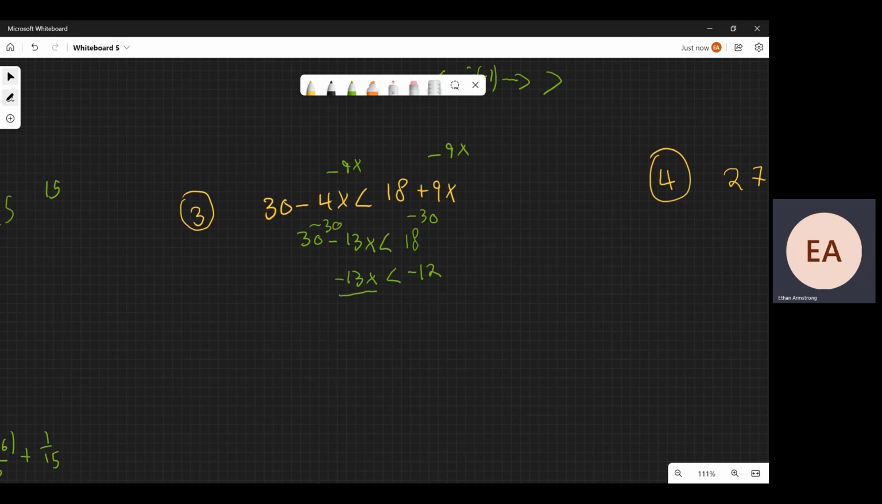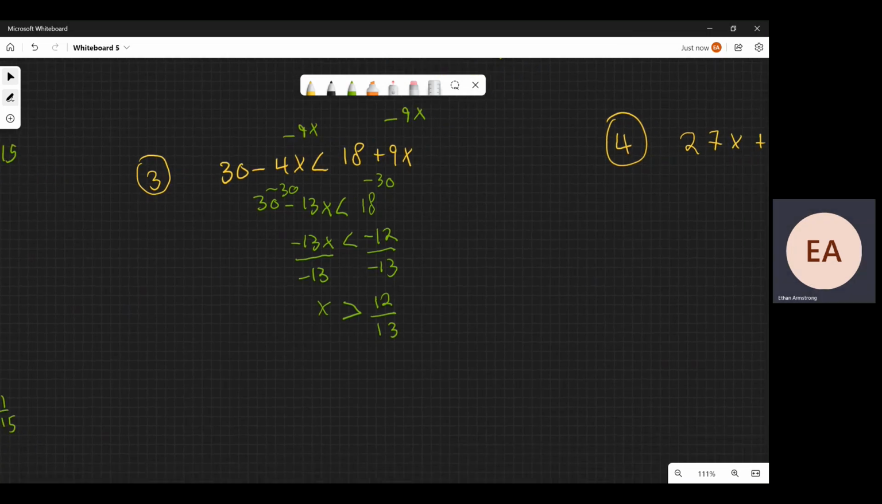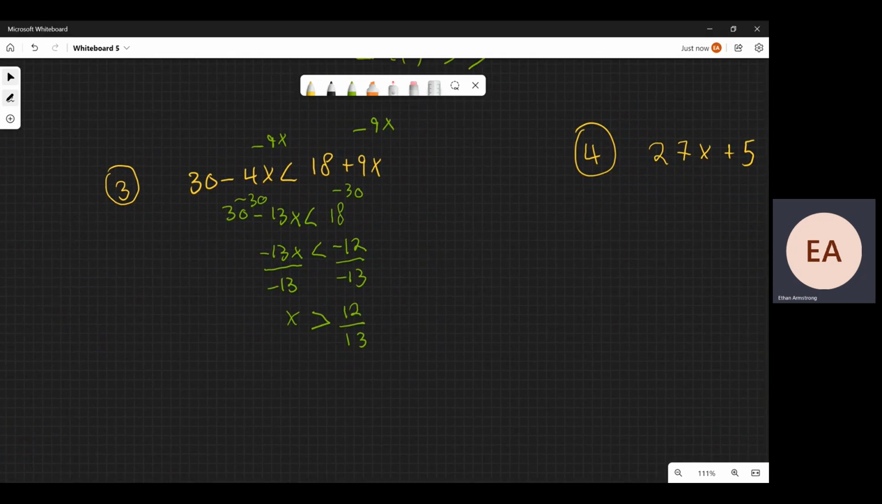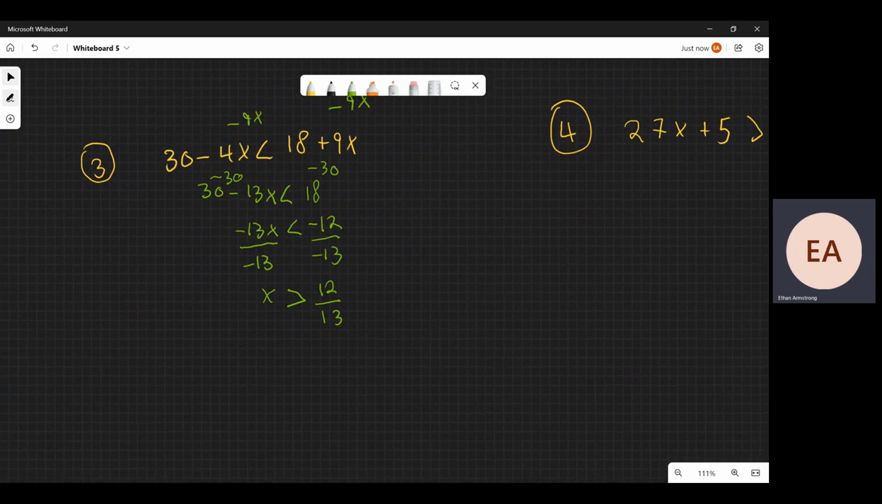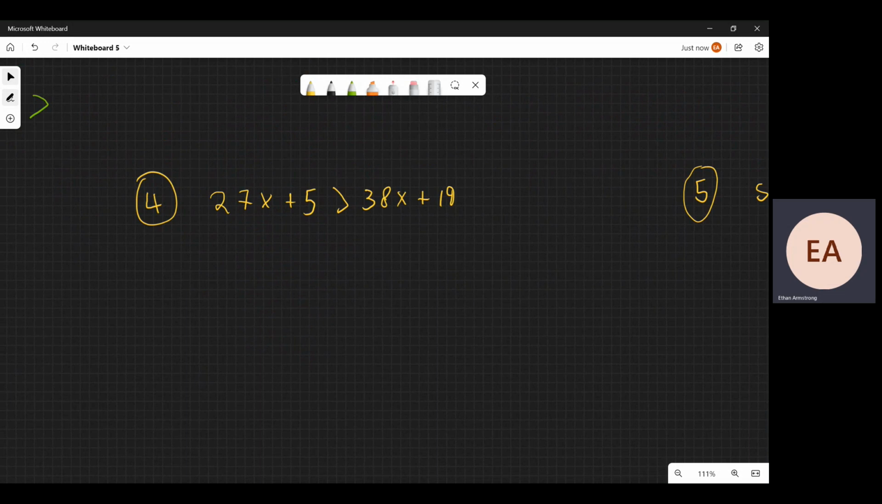So now what we want to do is divide by negative 13. And then you have to be careful, since we divide by a negative, the direction of the sign changes. So now we have x is greater than 12 over 13. That's basically the one trick of it. You just have to know whenever you divide by a negative, you have to reverse the direction of the sign. And we could also do a left side equals right side check here as well, but I'm just going to skip it in this case.